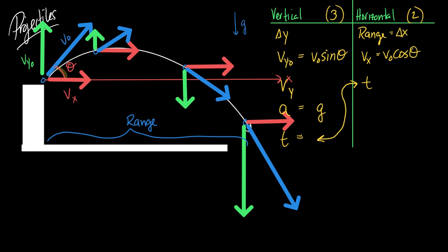Now, from your work on uniform accelerated motion, you should remember that you need usually 3 pieces of information. Because you have 5 motion equations, as long as you have 3 pieces of information, you can usually solve for the 4th. And at the same time, there's no acceleration here. The range equals Vx times t. So you're going to need either 2 pieces on the right side or 3 pieces on the left side.